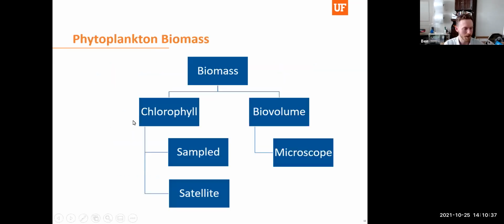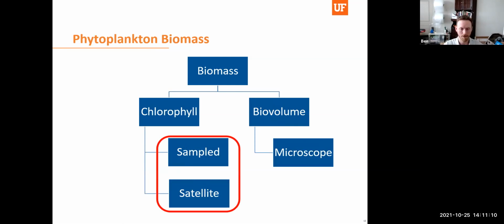And for phytoplankton biomass, here's a nice little flow chart to look at. For biomass, we wanted to look at multiple different values. So we had chlorophyll, which we sampled and measured spectrophotometrically, and then satellite data that we got from Google Earth Engine. And along with that, we had biovolume data that we converted to carbon biomass, and that was collected using the microscope. So we compared all of these.